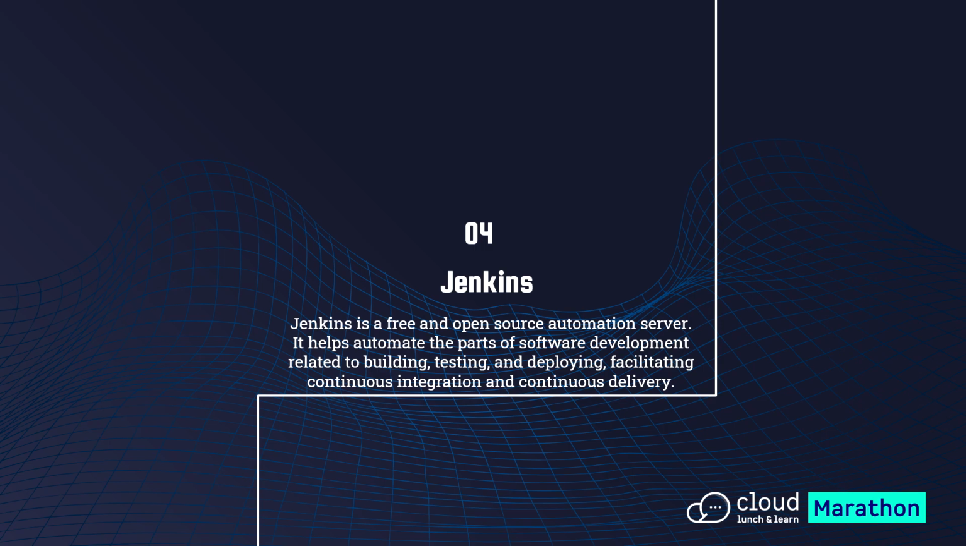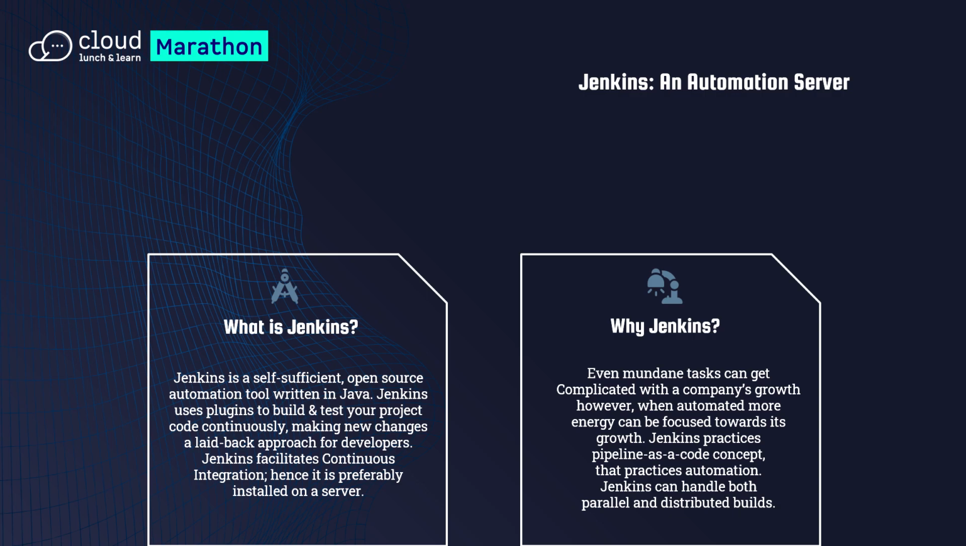So, in the fourth part of the presentation, we are going to see Jenkins. Jenkins is a free and open source automation server. It helps automate the parts of software development related to building, testing, and deploying, facilitating continuous integration and continuous delivery. So, what is Jenkins? Jenkins is a self-sufficient open source automation tool written in Java. Jenkins uses plugins to build and test your project code continuously, making new changes a laid back approach for developers. Jenkins facilitates continuous integration, hence it is preferably installed on a server.